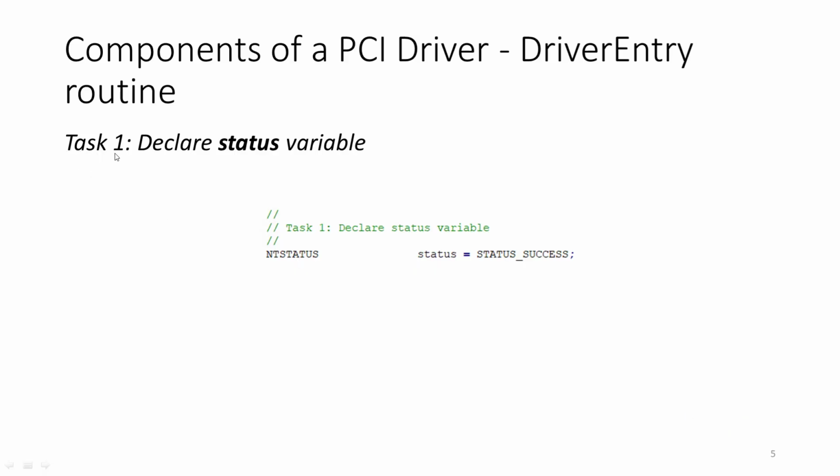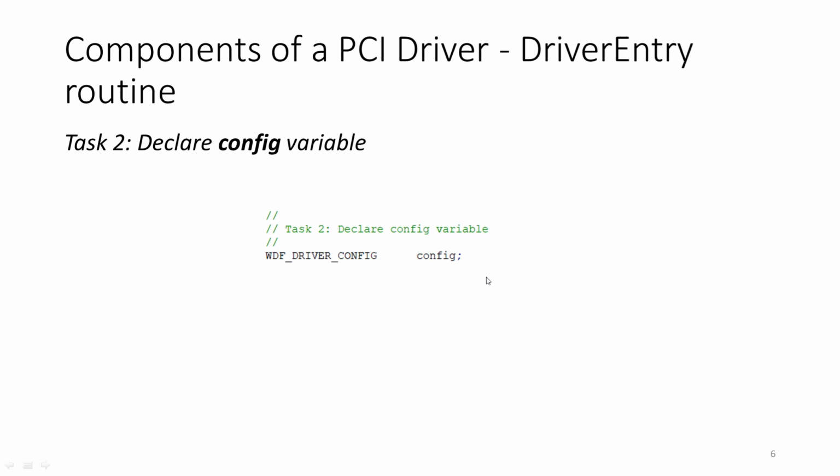Task number 1, declare the status variable. As you can see in the code example, we declared the status variable and initialized it to status success. The NT status values are divided into 4 types: success values, informational values, warnings, and error values. The developer needs to check for any error that may happen during the initialization process and return the correct status value.